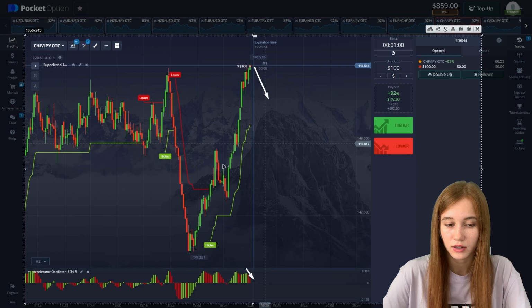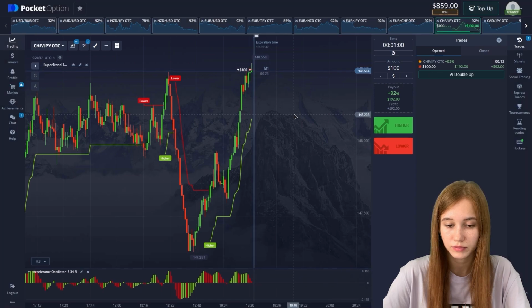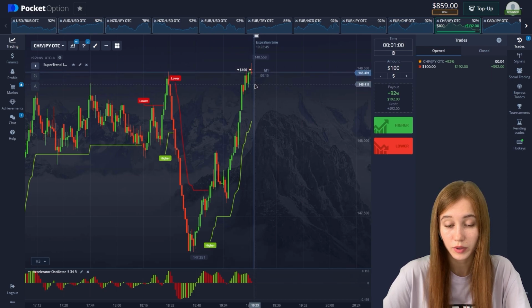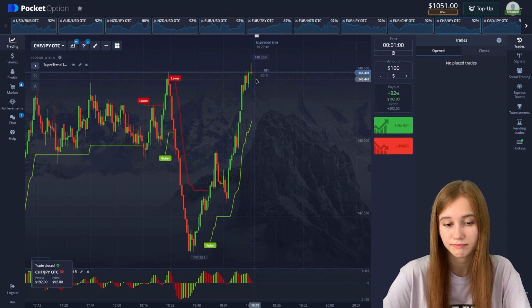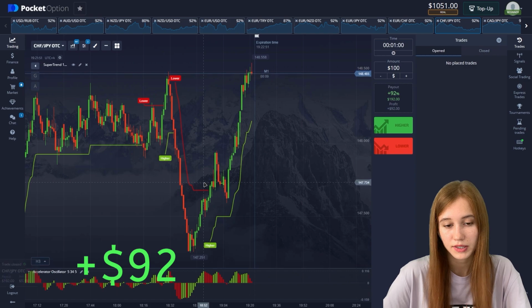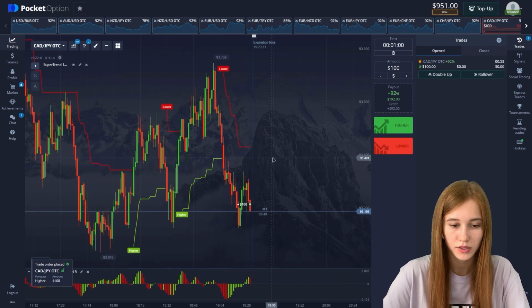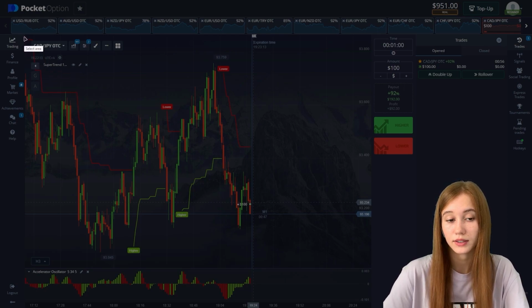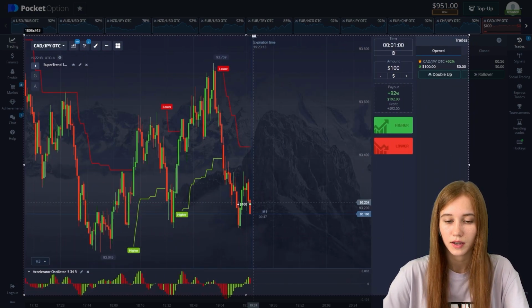Although the zigzag shows that the trend is upward, so let's see. 10 seconds left. Some corrections we see. 3 seconds left. And plus the yield, $92. Good. So let's open up and let's start our technical analysis.